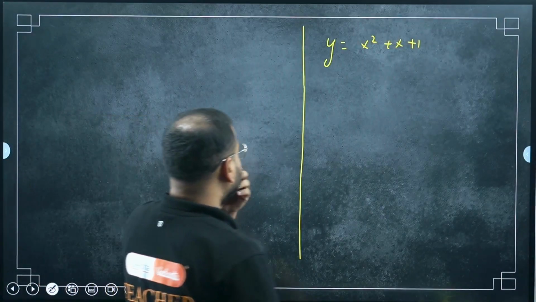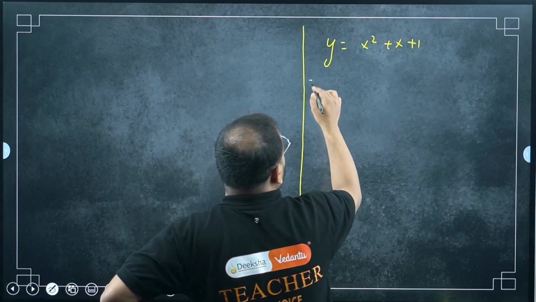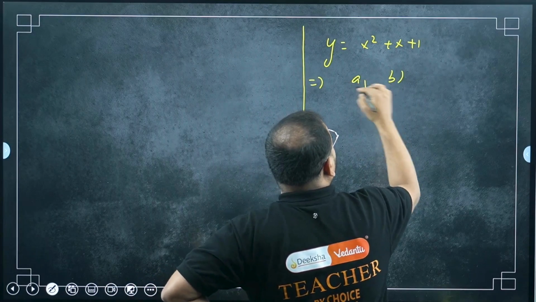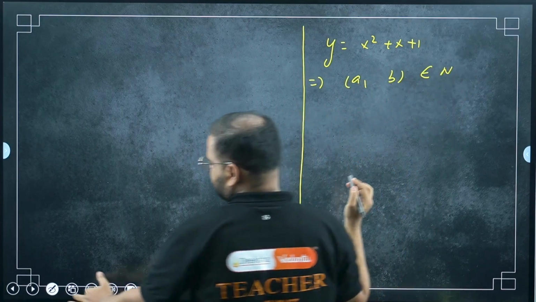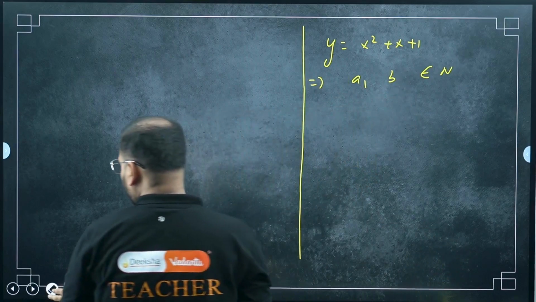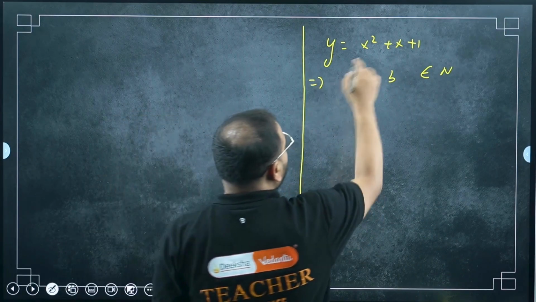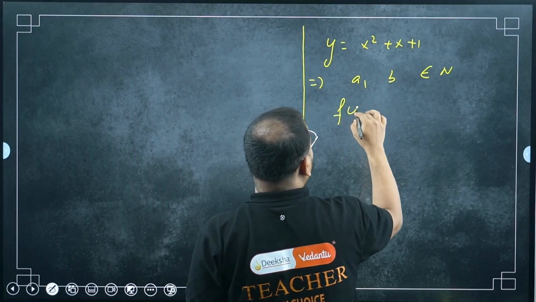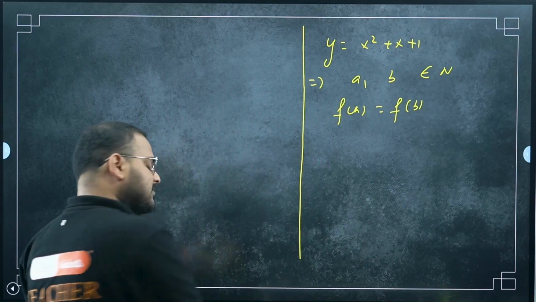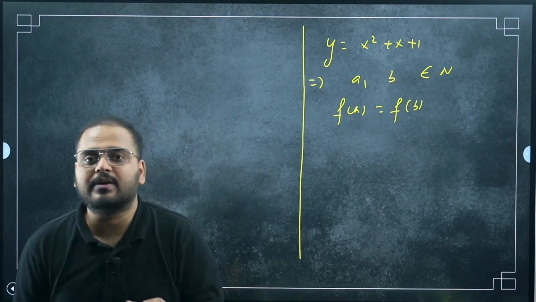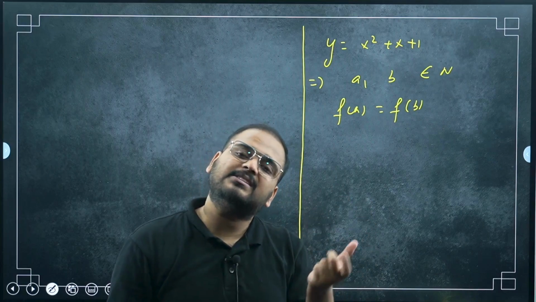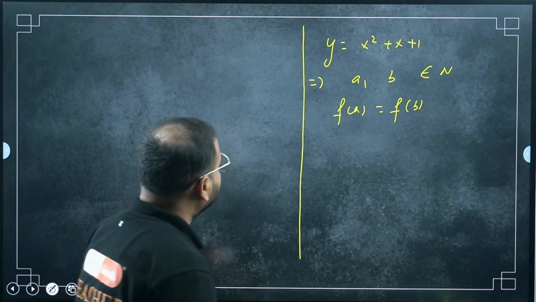First we are checking for one-one. Let's take two elements a and b, which are natural numbers. I can take any numbers as natural numbers. I'm taking f of a equals f of b. After taking this, if a and b turn out to be equal, it means it is a one-one function. Correct?